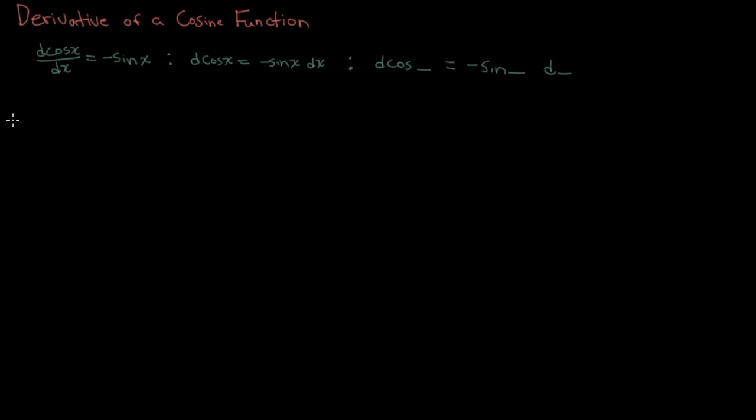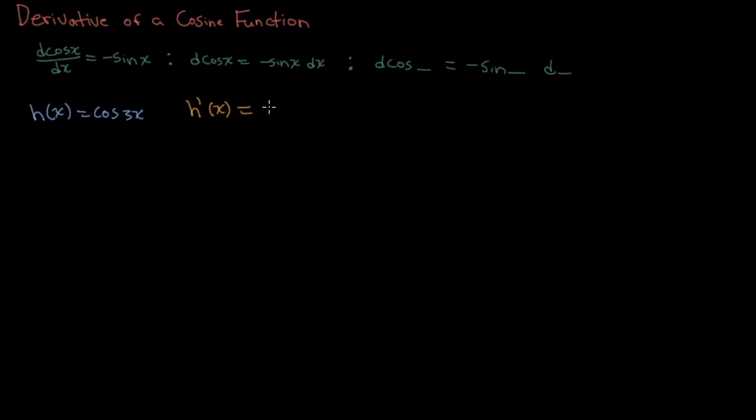So let's say you're given a function h at x, and h at x equals cos 3x. What is the derivative of h at x? So we can write it like so. H prime at x is equal to, and then we would just follow this format here.